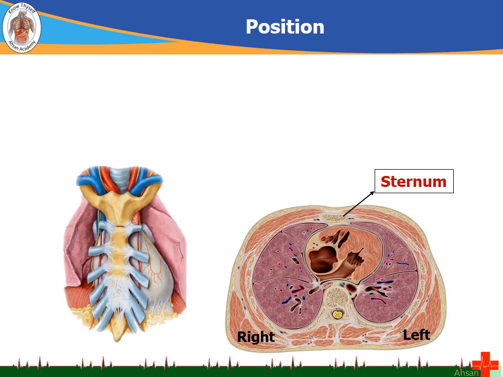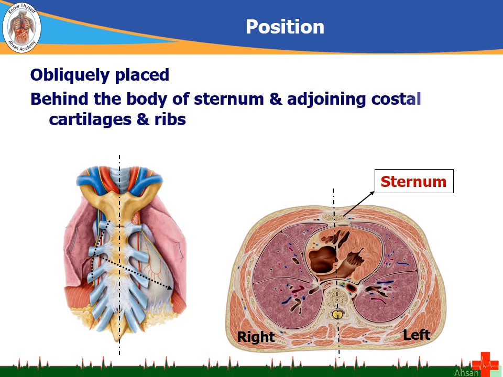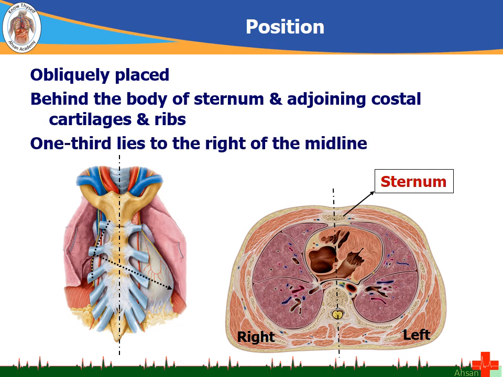Heart lies behind the sternum, body of the sternum, adjoining part of the costal cartilages and the anterior part of the upper ribs. This is obliquely placed. You can see the dotted line indicating the base and the oblique line indicating the direction of the position. One-third of the heart lies on the right side of the midline and two-thirds on the left side of the midline.